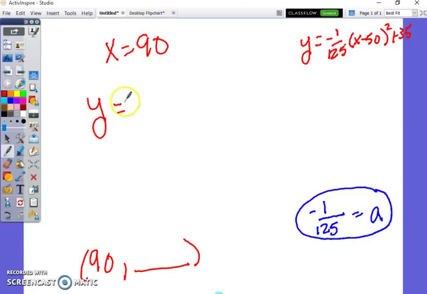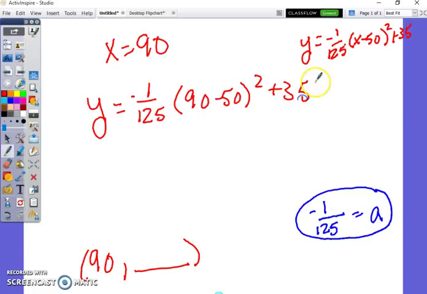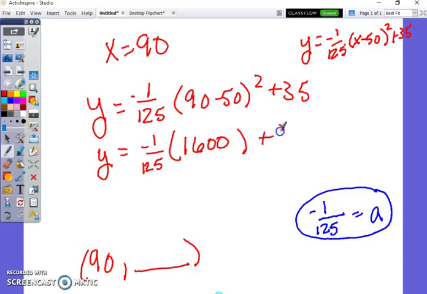Okay, so I have negative 1 over 125 times 90 minus 50, just plugging in my x value, plus 35. Okay, so let's do this. What is 90 minus 50 squared? 1,600 plus 35. Okay, what's 1/125th of that? Or sorry, negative 1/125th of that.